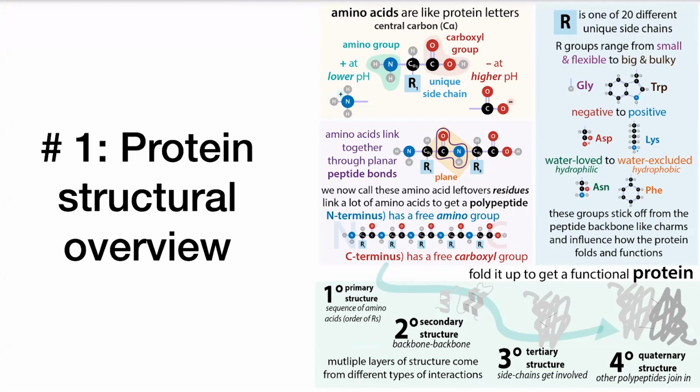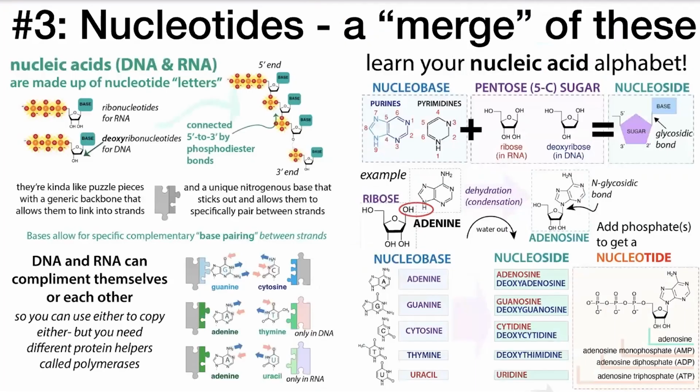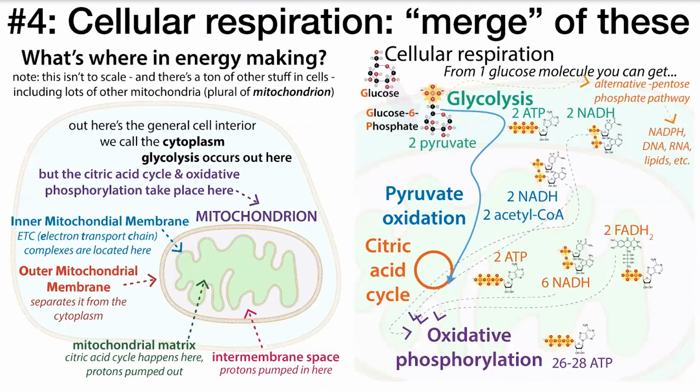For those of you who can't get enough proteins, I feel ya. So option number 1 is a protein structural overview puzzle, going from amino acids through proteins, primary, secondary, tertiary, quaternary, all that good stuff. Some people are more nucleic acid fans. I am too. I love proteins and nucleic acids. So if you want a puzzle that loves them both, that's option number 2. Option number 3 is going to be nucleotides, so your DNA and your RNA letters. Some sort of merge of these two puzzles, these two graphics.